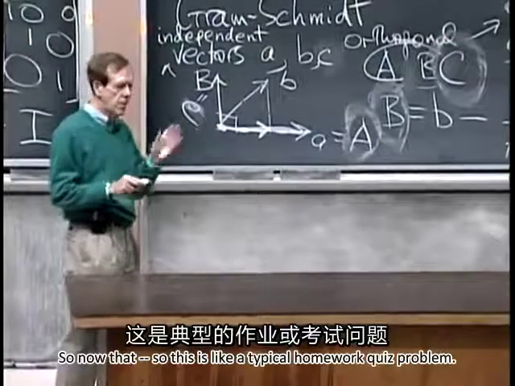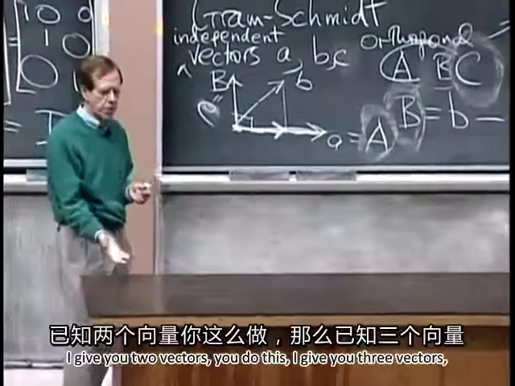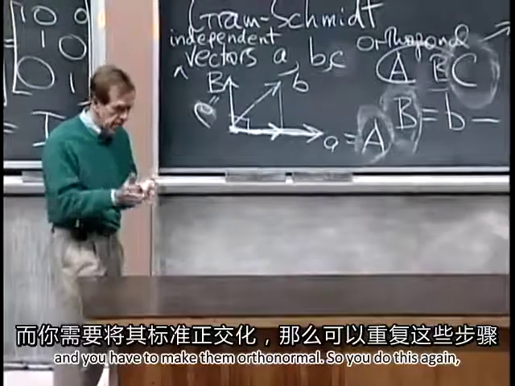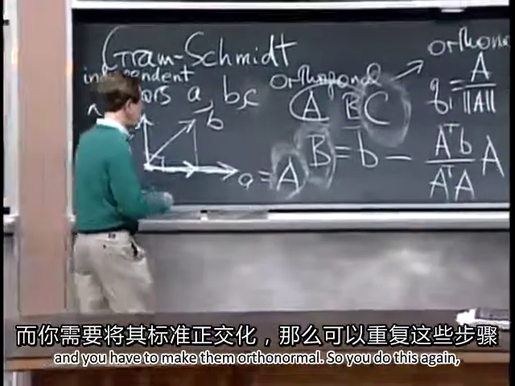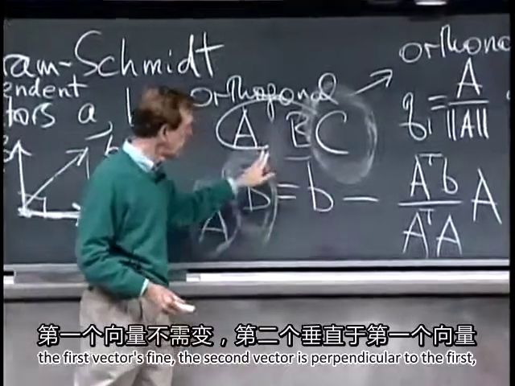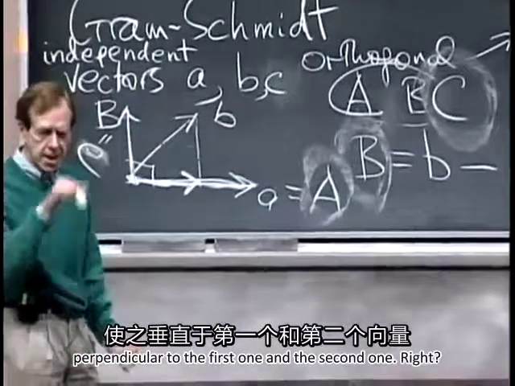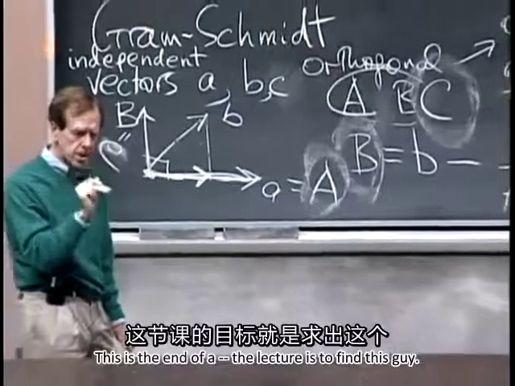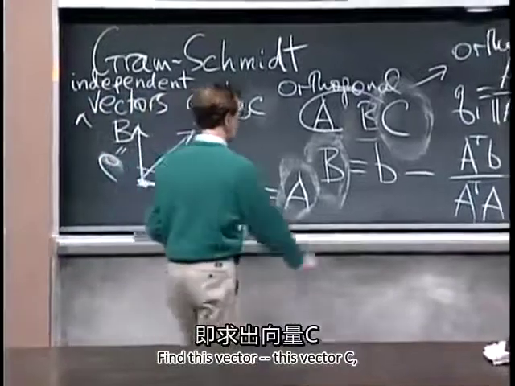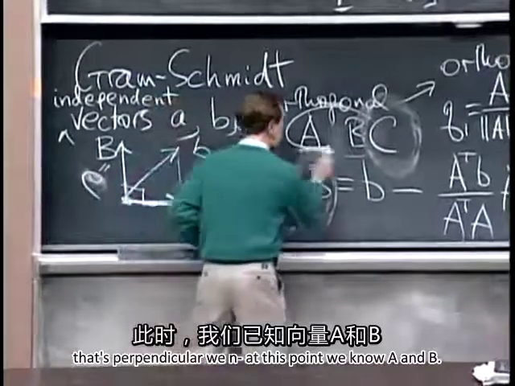So this is like a typical homework quiz problem. I give you 2 vectors, you do this. I give you 3 vectors, and you have to make them orthonormal. So you do this again. The first vector is fine. The second vector is perpendicular to the first. And now I need a third vector that's perpendicular to the first one and the second one. Right? This is the end of the lecture, to find this vector C that's perpendicular. At this point, we know A and B.